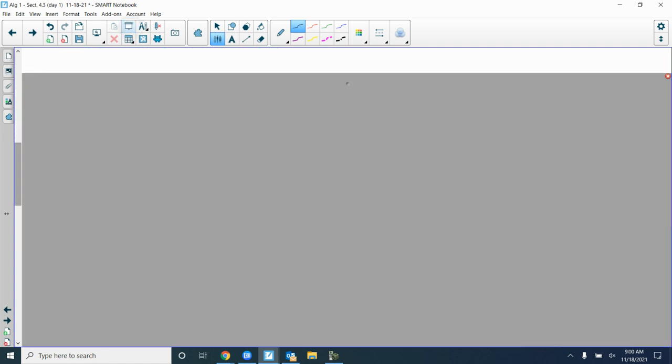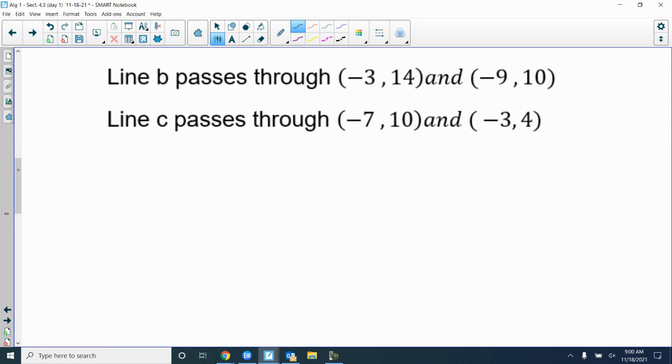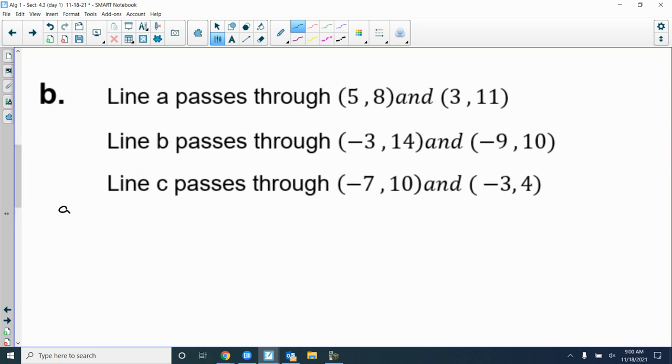All right, so for B there, they give us points. Let's split up the work. This group of tables, use the slope formula for line A. You guys here in the middle, find the slope for line B. And you guys here on the outside, find the slope for line C. Use the slope formula, y2 minus y1 over x2 minus x1. Then compare your answer with somebody behind you, beside you, near you.